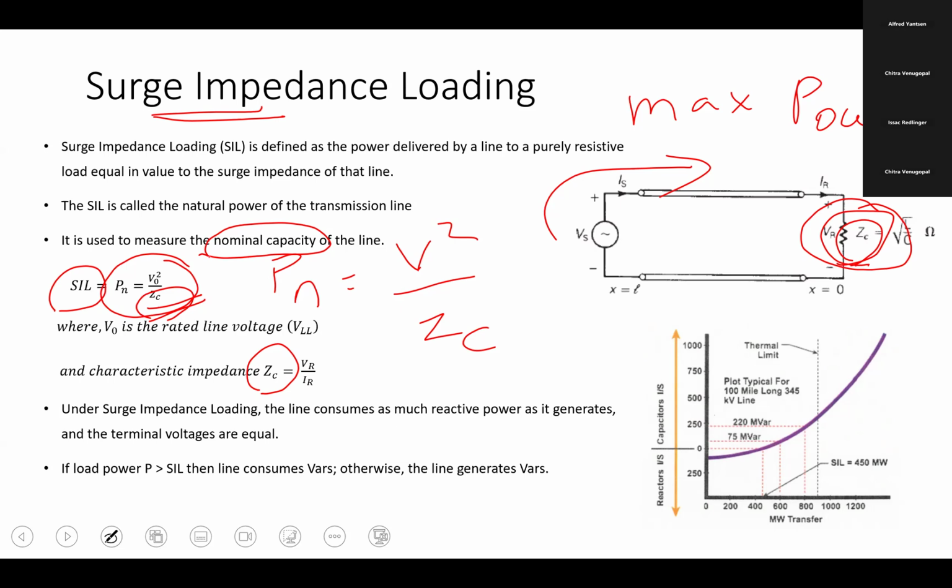So yeah, we are deviating to many other stories, but that is how the nominal capacity is calculated. You get what I mean? Okay, good. So this is how it goes.